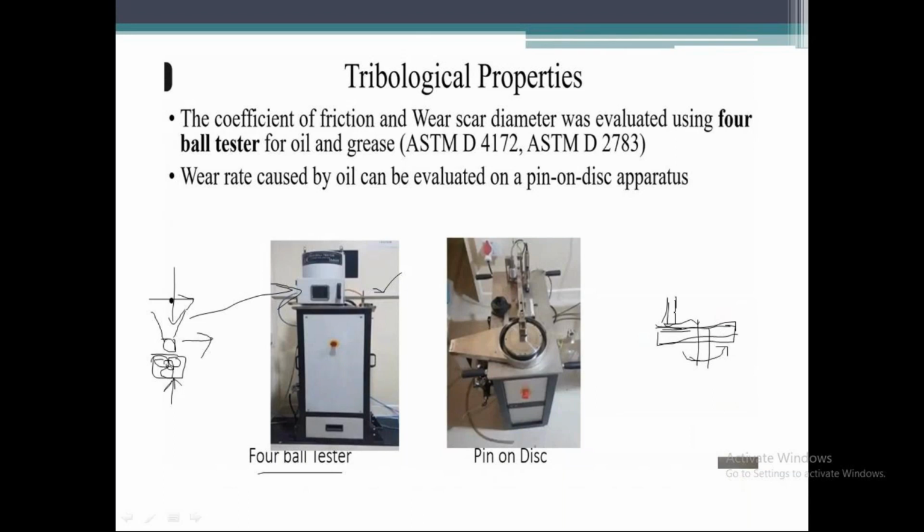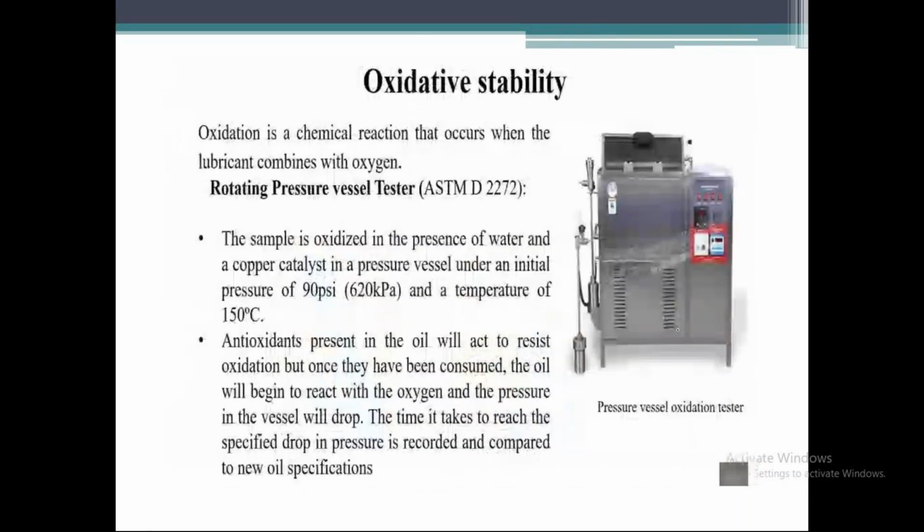So the pin material and the disc material depend on, again, the application. It can be aluminium rubbing on steel, or maybe titanium rubbing on aluminium, depending upon the application area. So here you will change the lubricant and see which lubricant is giving reduced friction and wear.